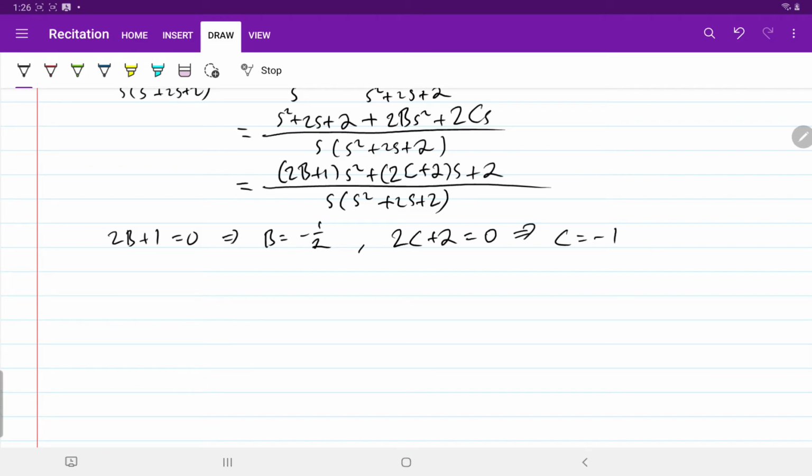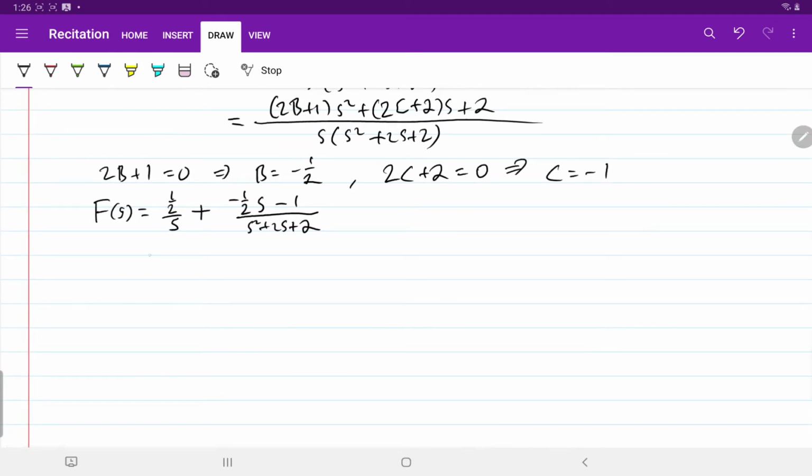So the final fraction f of s is 1/2 over s, plus minus 1/2 s minus 1 over s squared plus 2s plus 2. Let's simplify this. You have 0.5 over s.